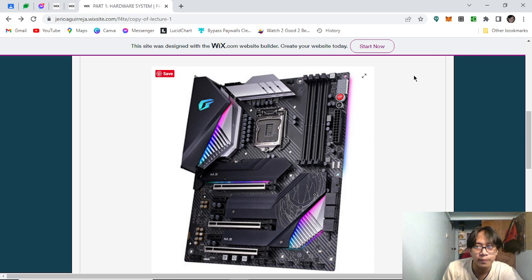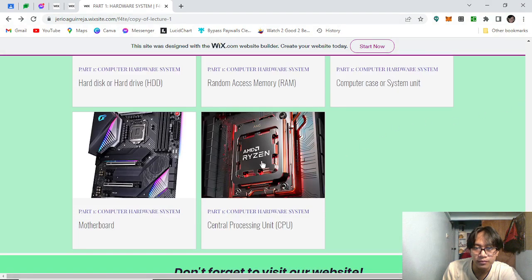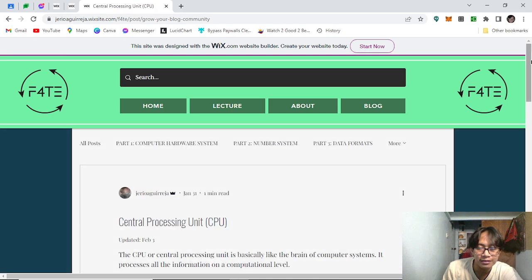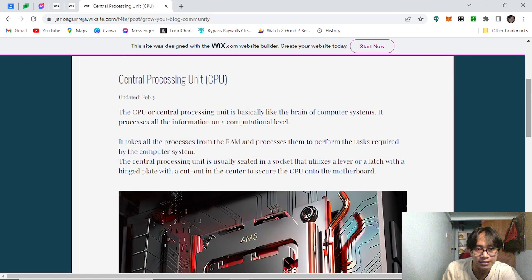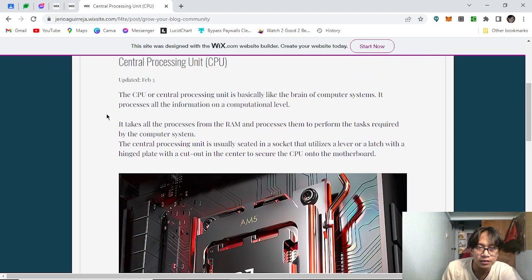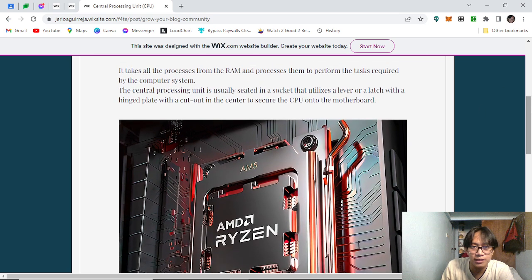And lastly is the CPU or the central processing unit. The CPU, or central processing unit, is basically like the brain of computer systems. It processes all the information on a computational level. It takes all the processes from the RAM and processes them to perform the tasks required by the computer system.